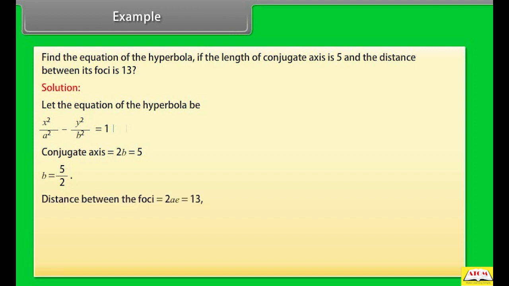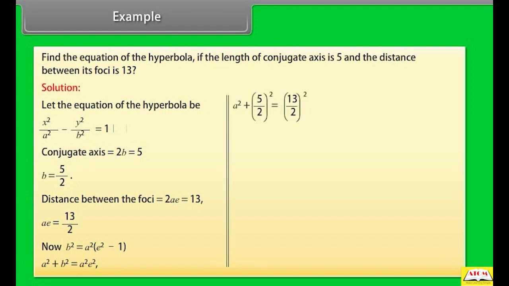Distance between the foci is equal to 2ae is equal to 13, so ae is equal to 13 by 2. Now, b square is equal to a square into e square minus 1. So a square plus b square is equal to a square e square. A square plus (5 by 2) whole square is equal to (13 by 2) whole square. A square is equal to (13 by 2) whole square minus (5 by 2) whole square, which is equal to 36.